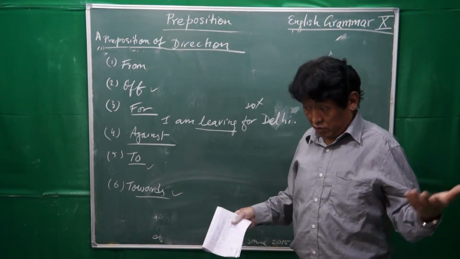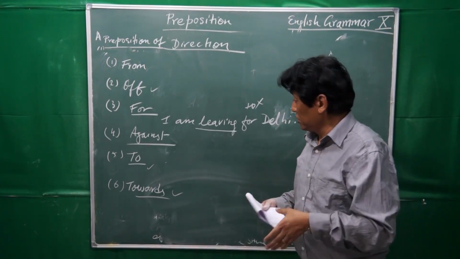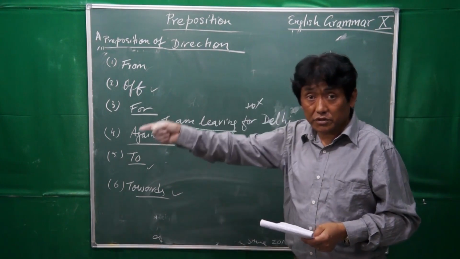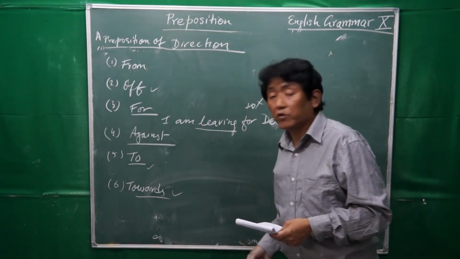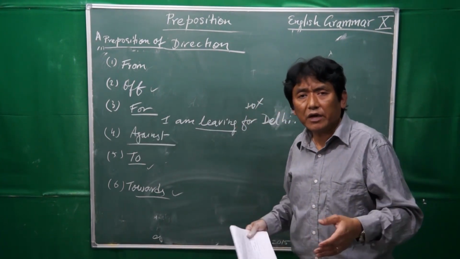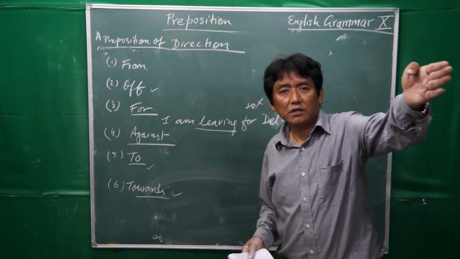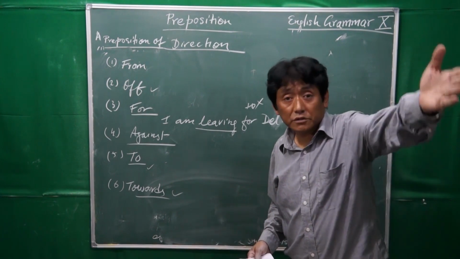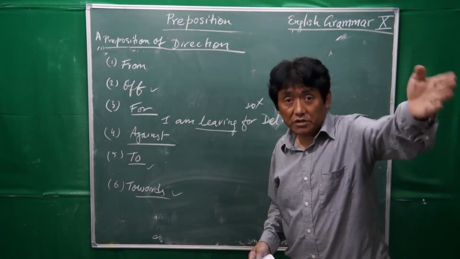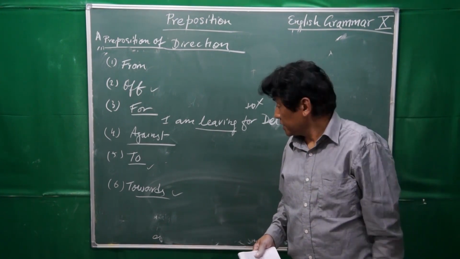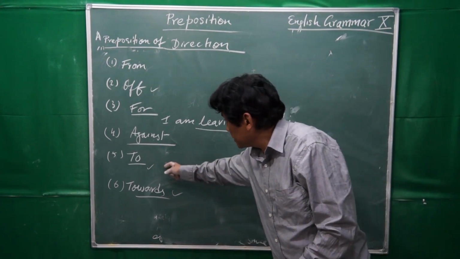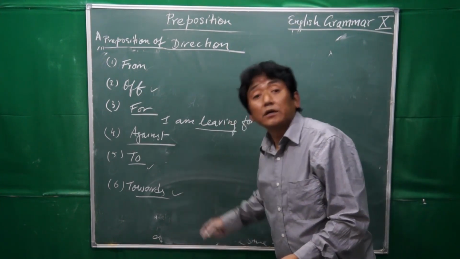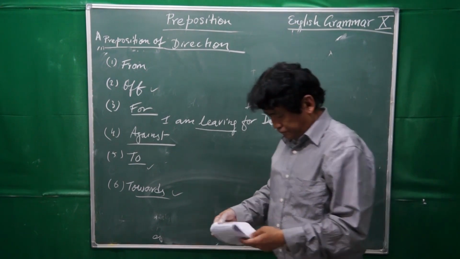I can say, I am going to the school. To means I'm definitely going to the school. The end point is there. But if I say I'm going towards the school, I may go to the school also. I may go to the canteen, which is nearby the school, or some other places on the ground which are in the same direction as the school. That is how we have to differentiate between the usage of to and towards.